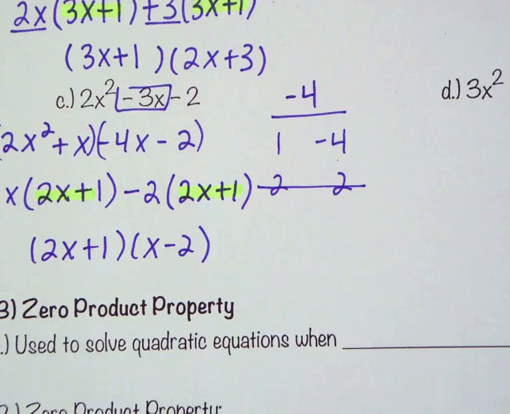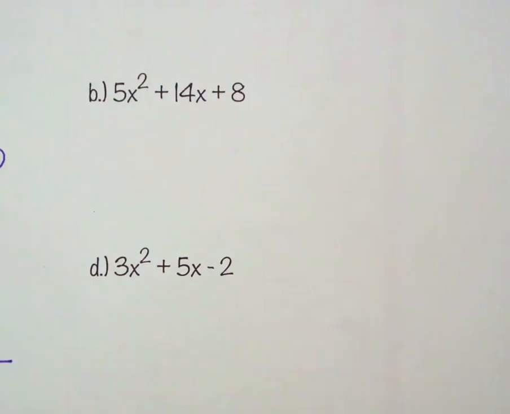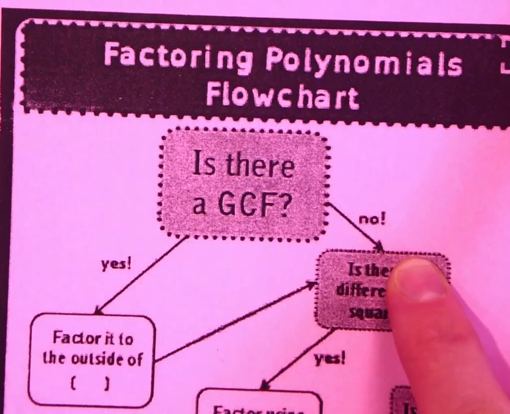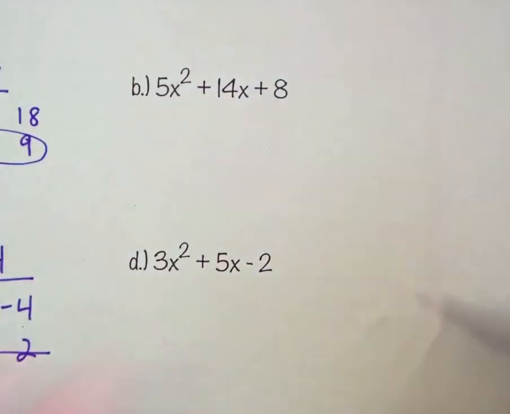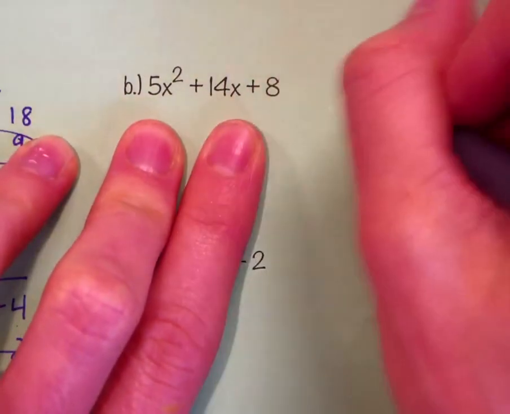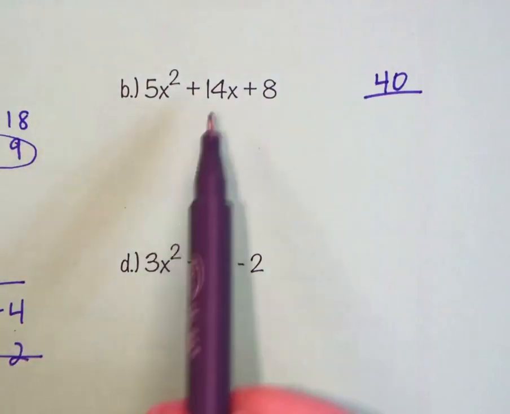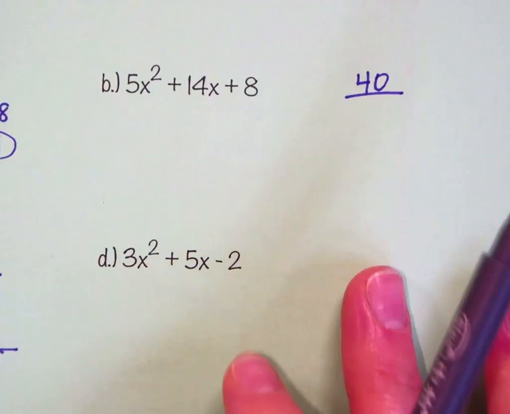Okay, so pause the video and try these on your own, these next 2. All right, so let's check our work here. So we run through our flowchart. Not a greatest common factor, not a difference of squares, A is not 1. Okay, so we're going to be working backwards here. So start by multiplying these two together. 5 times 8 is 40. I'm trying to break up this middle term. I'm trying to go from this step to this step.